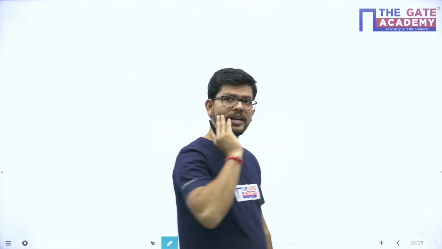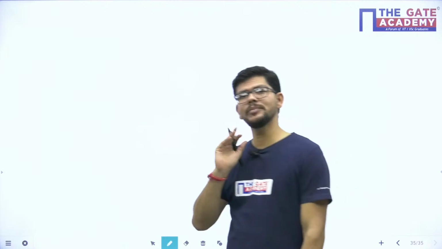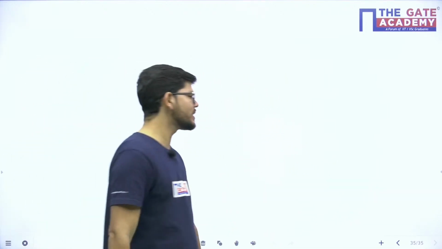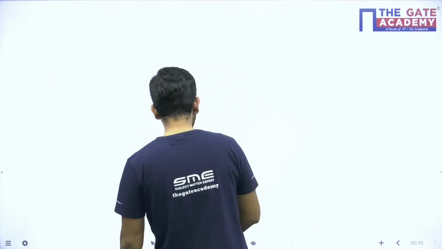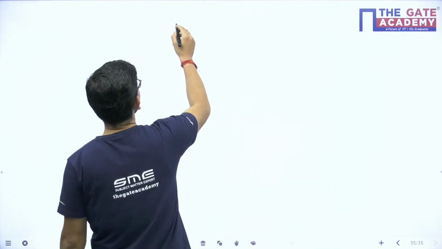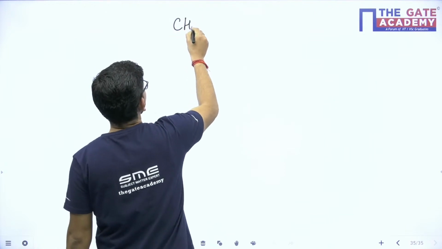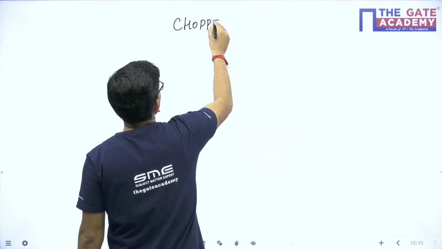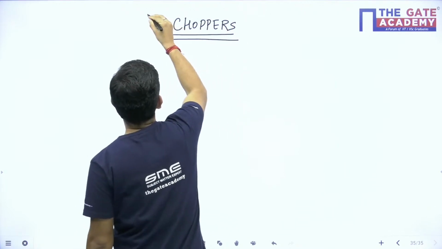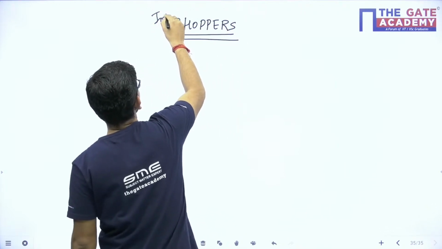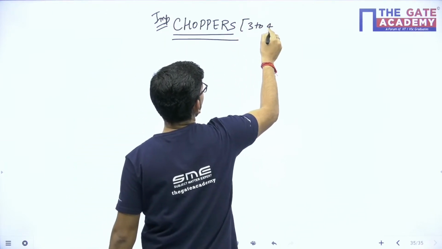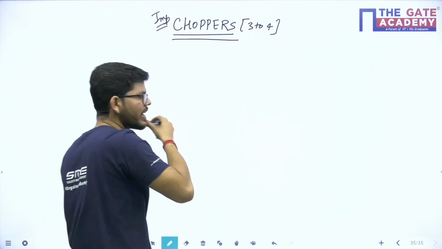So hello student, welcome back. So we are done with semiconductor devices, we are done with phase control rectifier. Now it's time for the choppers, a topic from where alone you will get 3 to 4 marks. Okay, a topic that is very important. You will get around 3 to 4 marks out of these topics only.